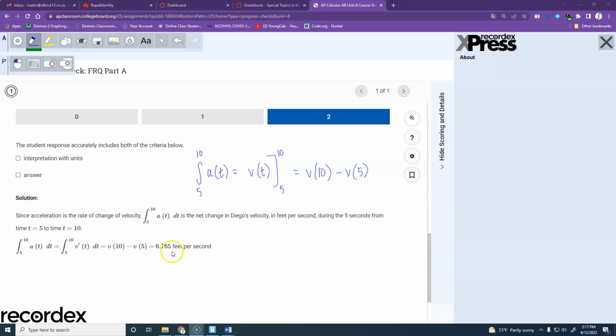I would say the one they most likely got was probably the number, the 6.765. So that will get you 1 point. The second point, you have to have the units, and you have to explain that it's velocity at 10 minus velocity at 5.